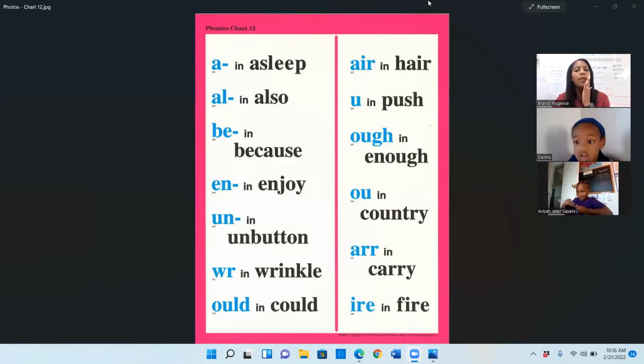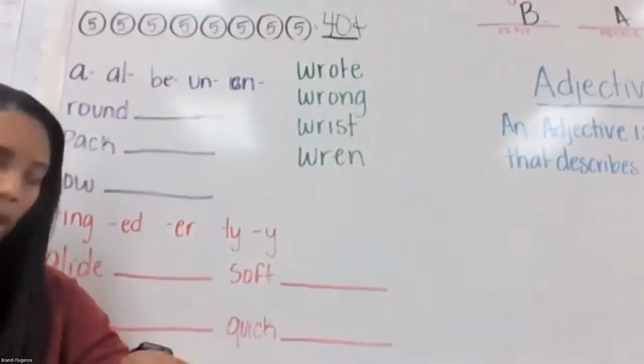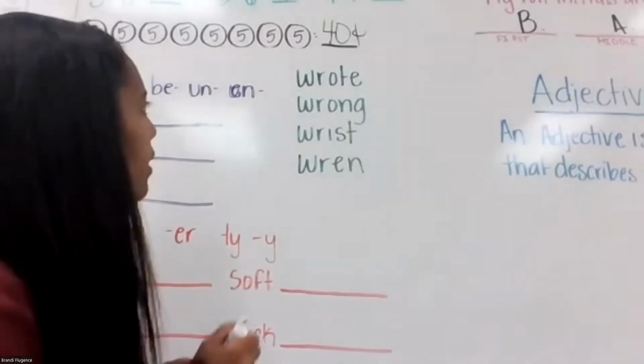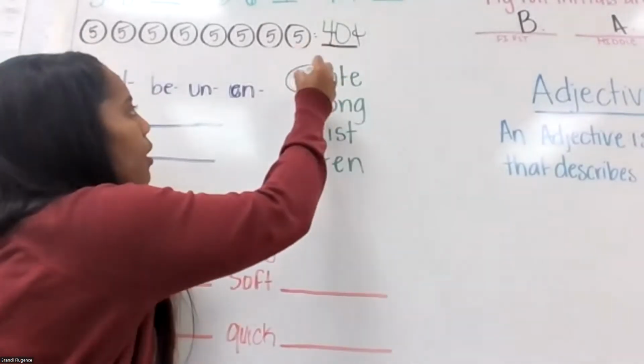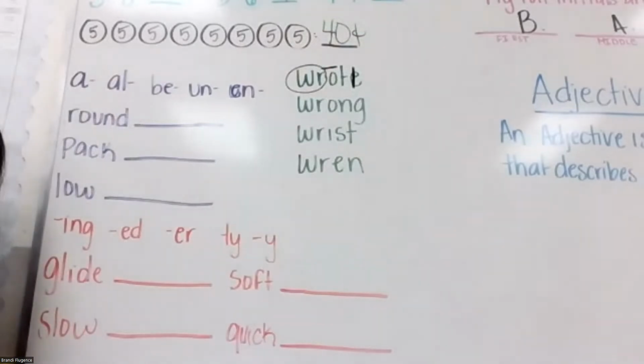Awesome. Okay, so today we're going to go over special sound WR that says r, and wrinkle. We already done all of our prefixes on chart 12. So let's look at WR right here. Okay, so I have it here. WR, long vowel O, silent E. Who can tell me what's the word?